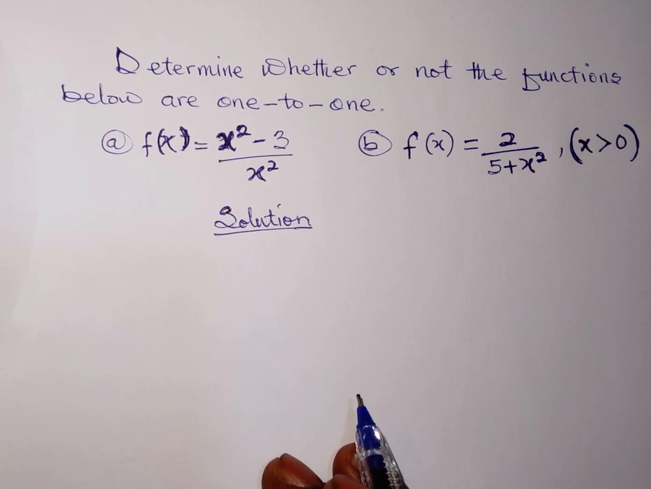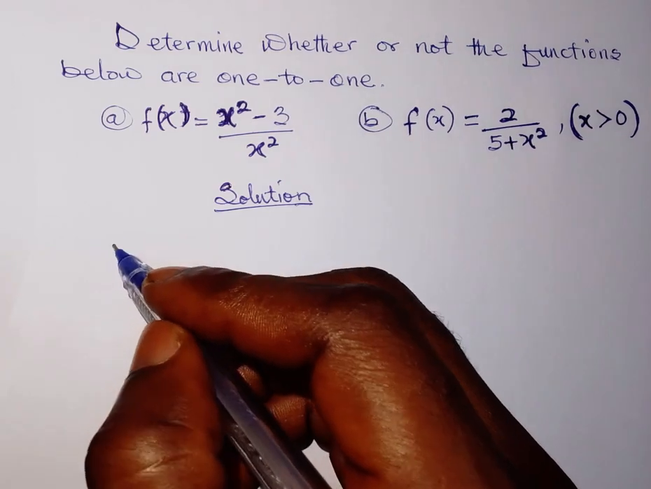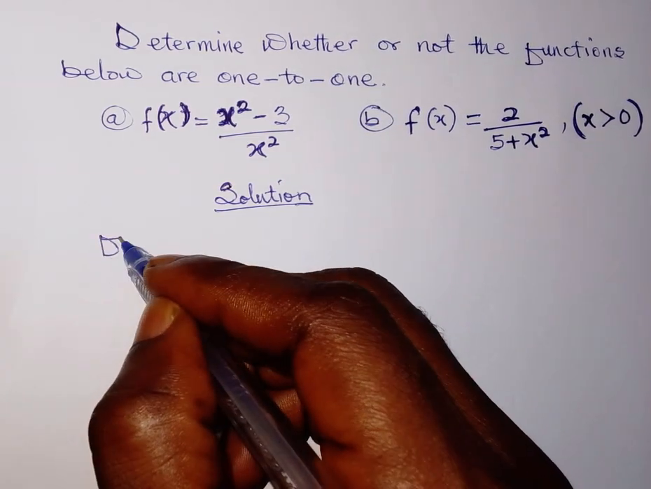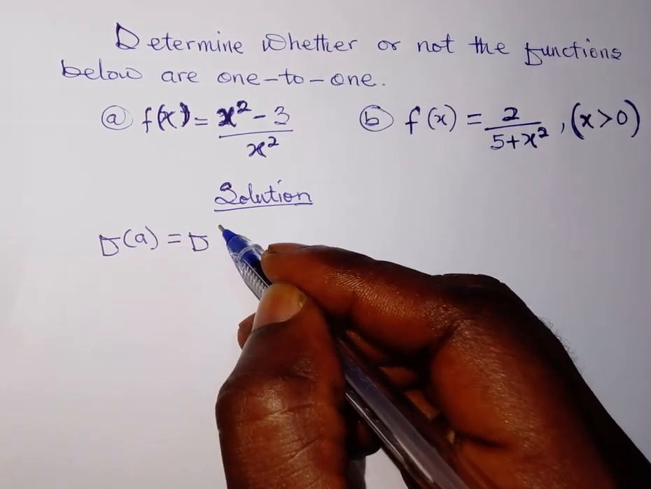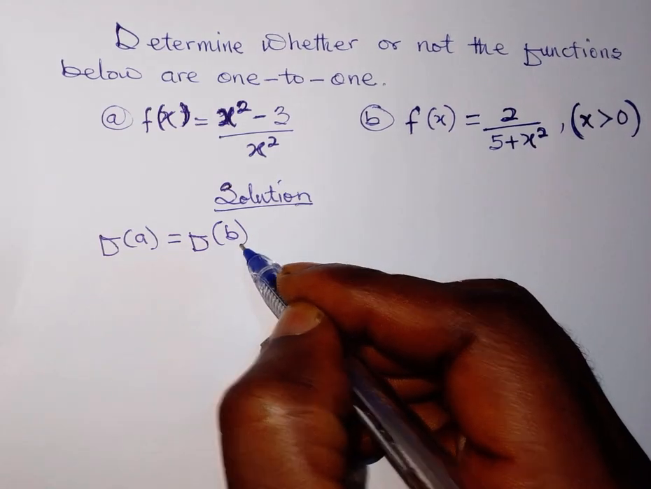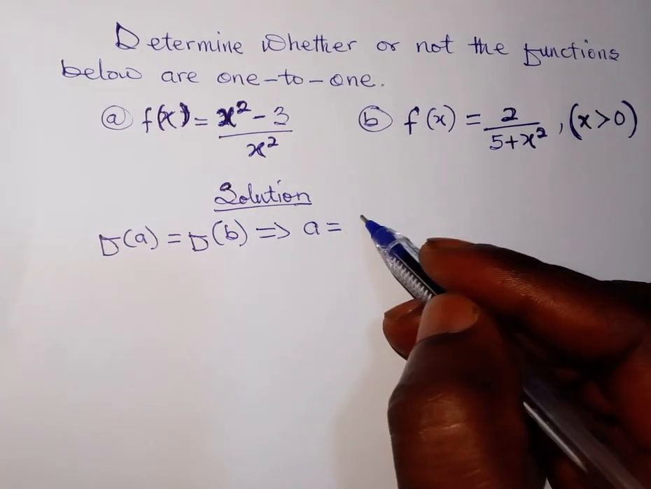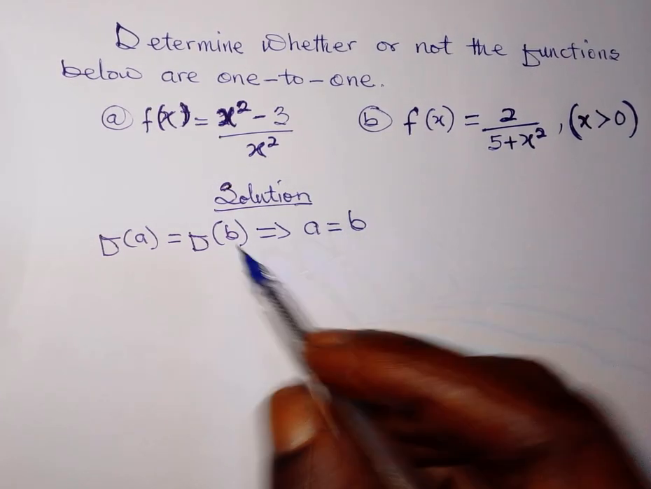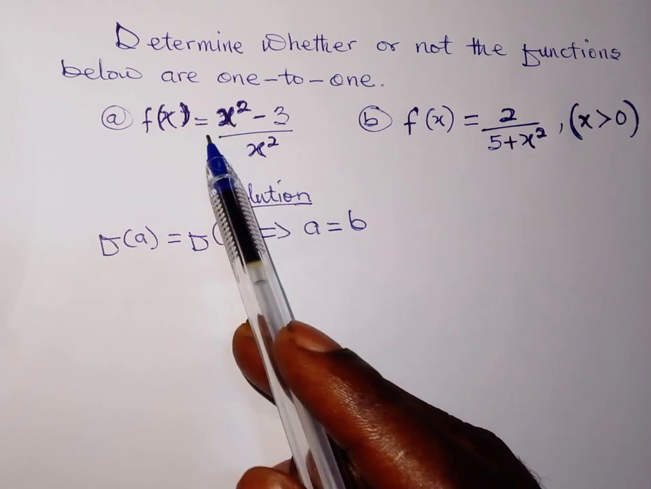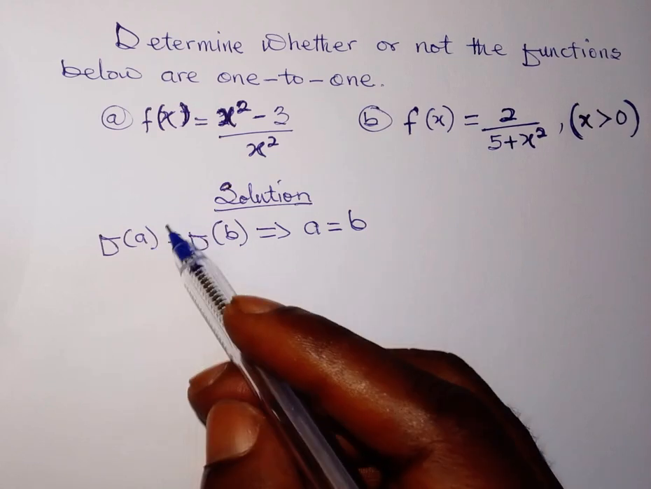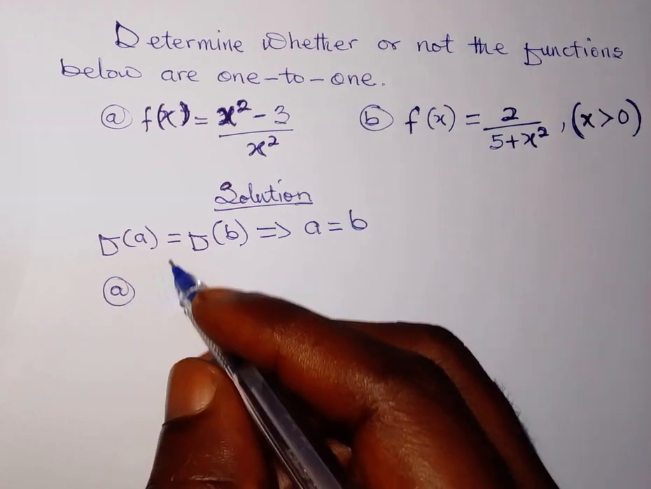We said that for a function to be one to one, then algebraically, if you have f at a equal to f at b, which implies that a should be equal to b. So that is what we are using to determine if this is a one-to-one mapping. Let's begin with A.